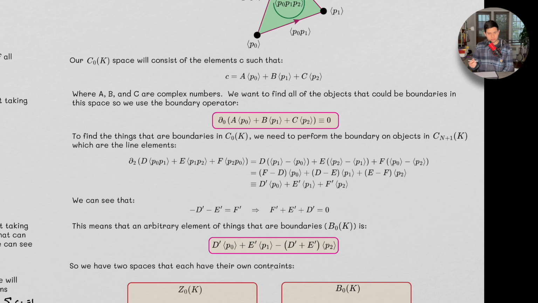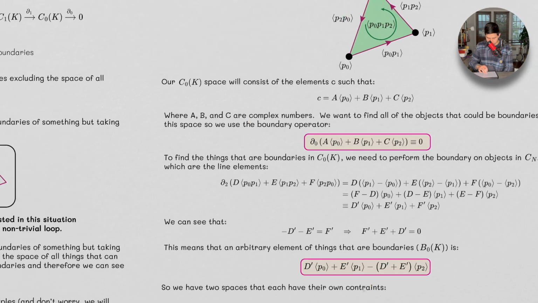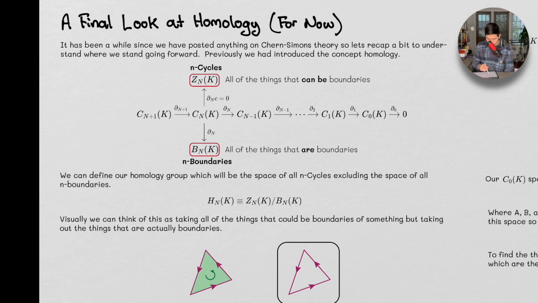So if you recall, the boundary operator is this thing. And so it's going to act on this, and this by definition is going to give us 0 because these are boundaries. These are just points again. So to find the things that are boundaries in C0K, we need to perform the boundary on objects in C n plus 1 of K, right? Because when we look back up here, we're doing this part right here. We're doing this, right?